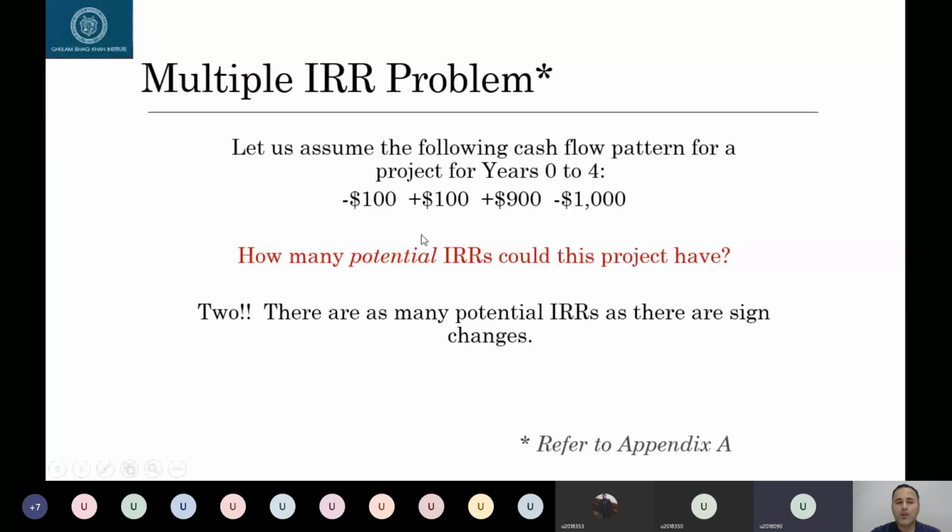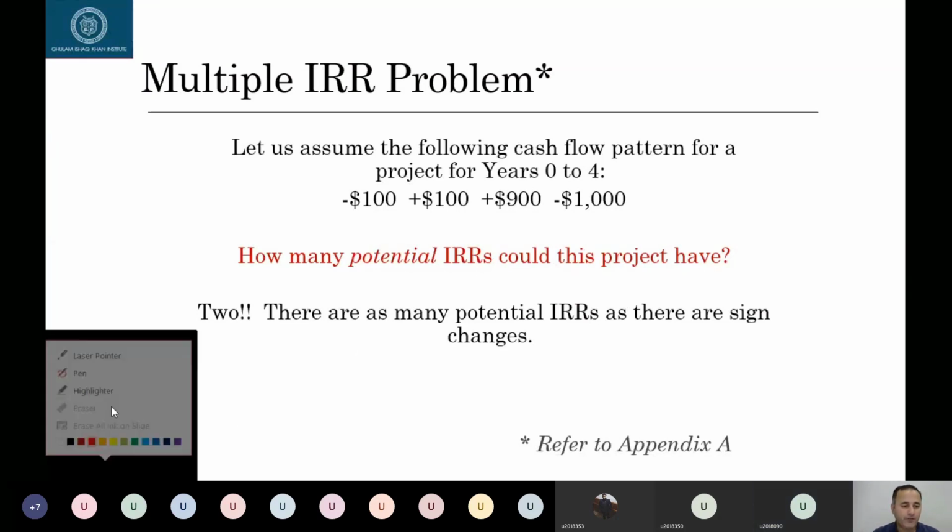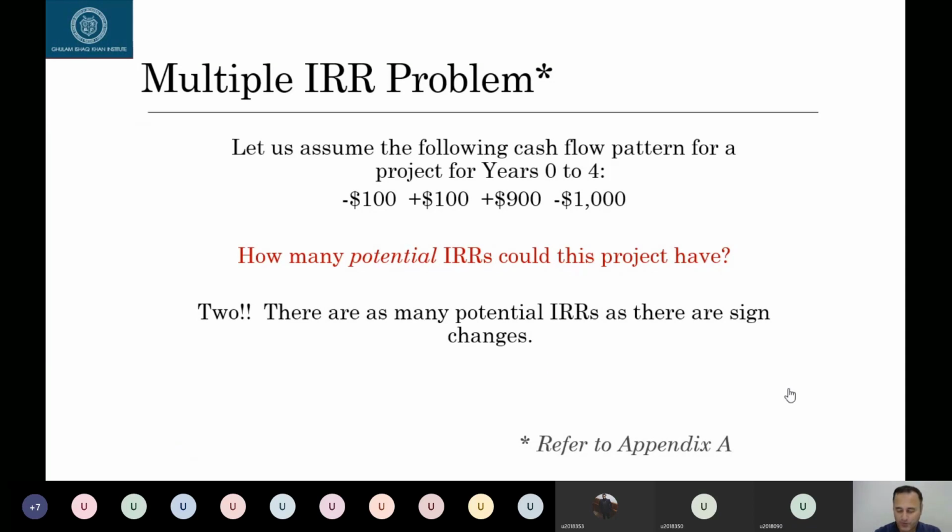Anyways, so whenever these cash flows change sign, so for example, it was initially minus, so the first change was here, and then of course plus, no change, and then the second change was here. So there are two potential IRRs here. So there is a problem of multiple IRRs.